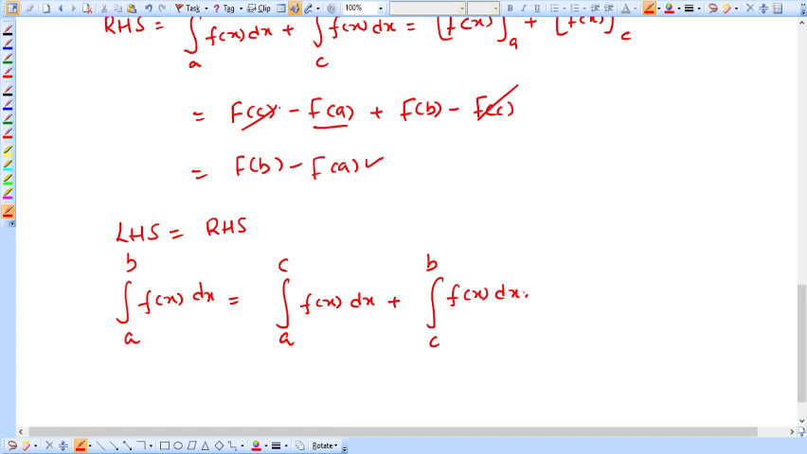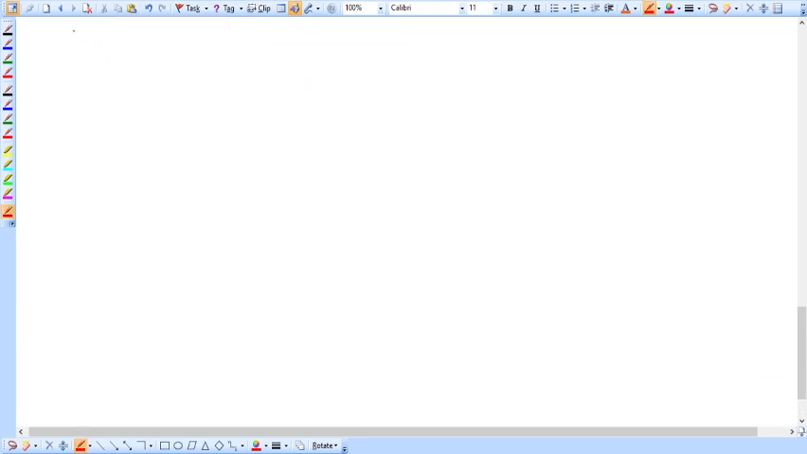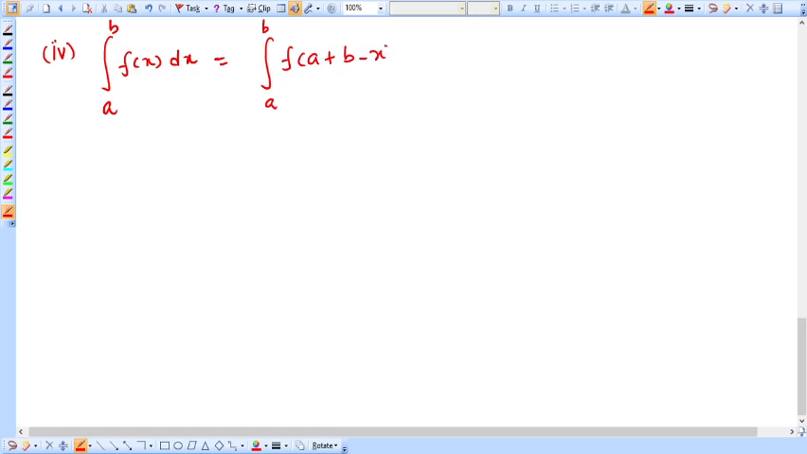Now coming to property number 4. Property number 4 says that integration a to b f of x dx is equal to integration a to b f of (a plus b minus x) dx. So see how we are going to prove this.